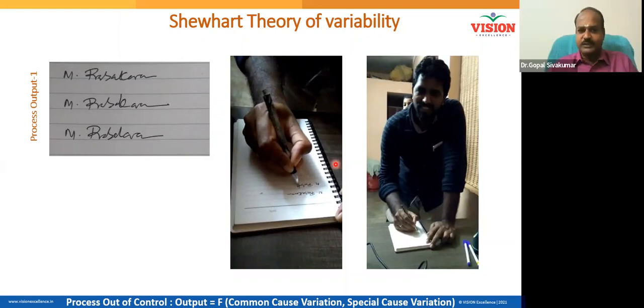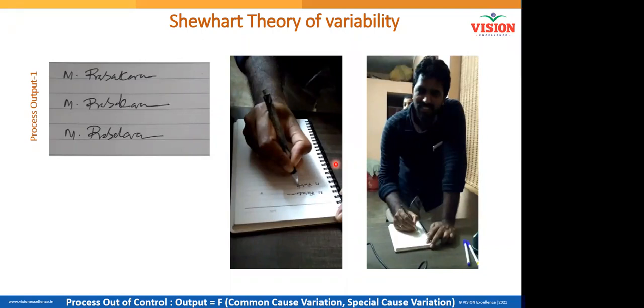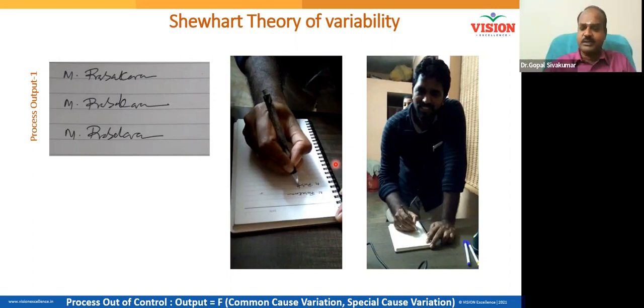Will you pass all the checks? There are 3 checks coming and 3 signatures. Can you see some variation? Yes or no? Yes, sir. But still, I would like to pass all the checks.